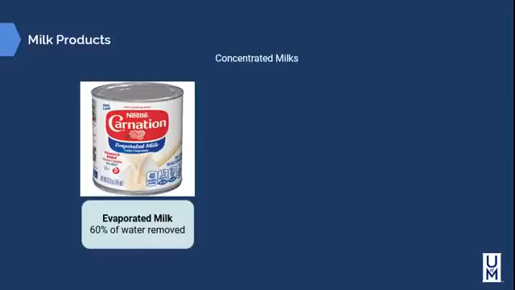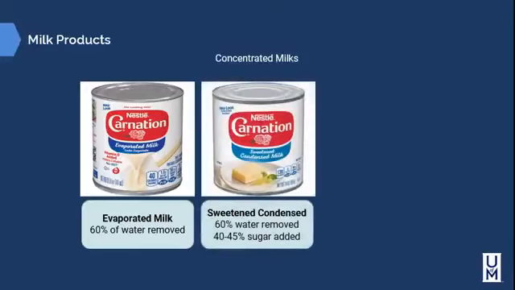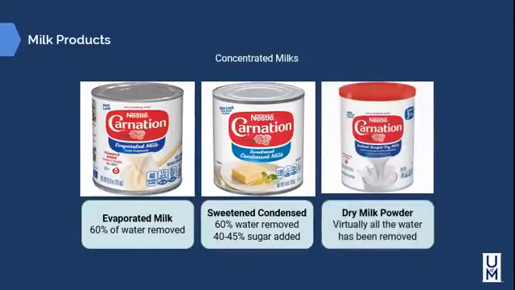Concentrated milk products are some of the favorites in pies and cakes. Evaporated milk has 60% of the water removed. The biggest misconception about evaporated milk is that it is the same as sweetened condensed milk. It is not, because sweetened condensed milk is evaporated milk with 40 to 45% sugar added to it, so it is a sweetened milk. And then dry milk powder, virtually all the water has been removed, and you can use this and rehydrate it to make milk, or use it in baking products whenever water is not needed.